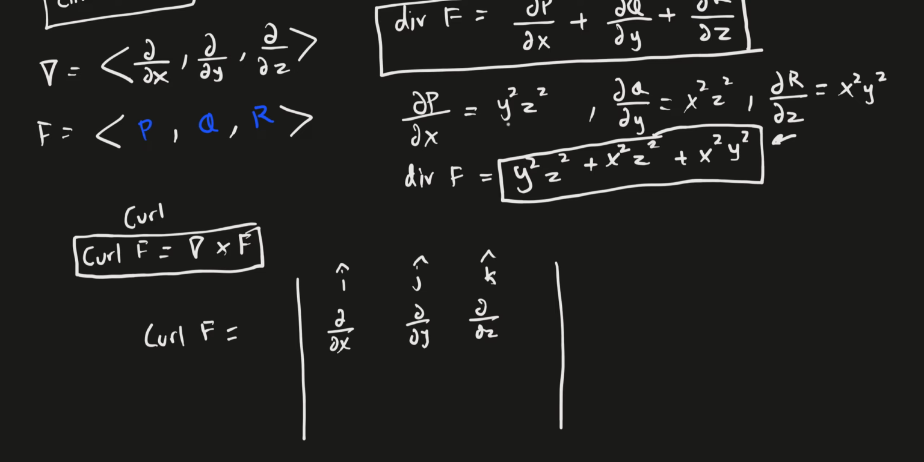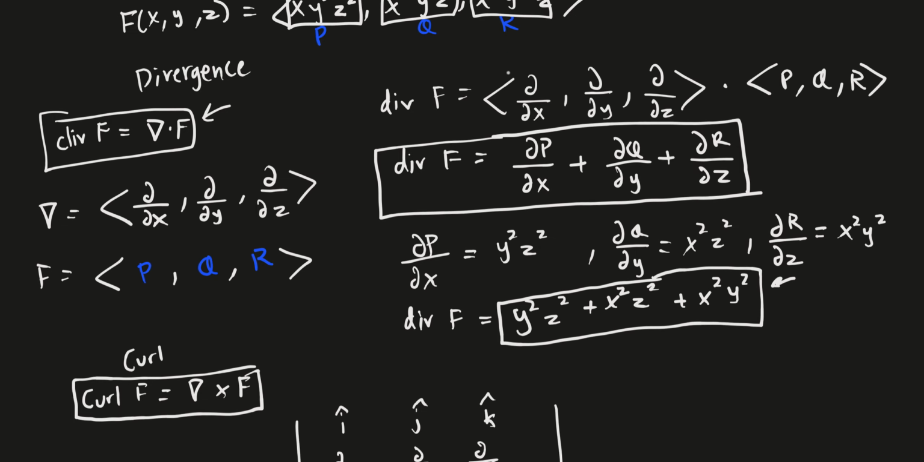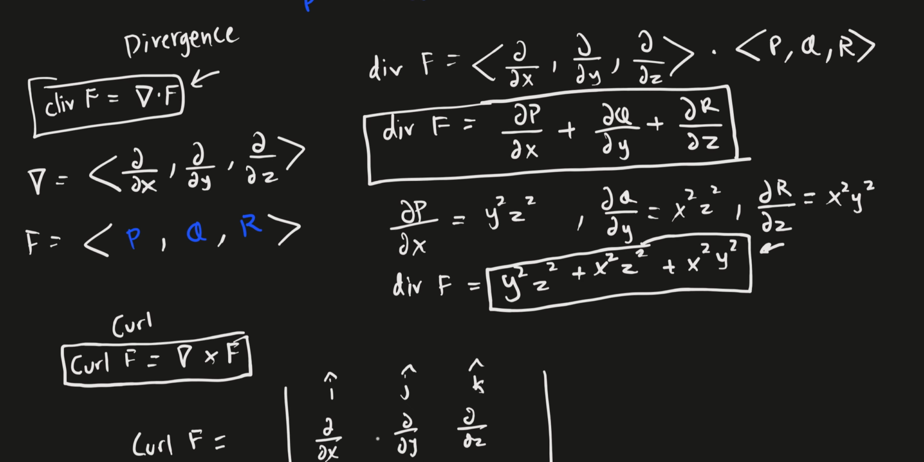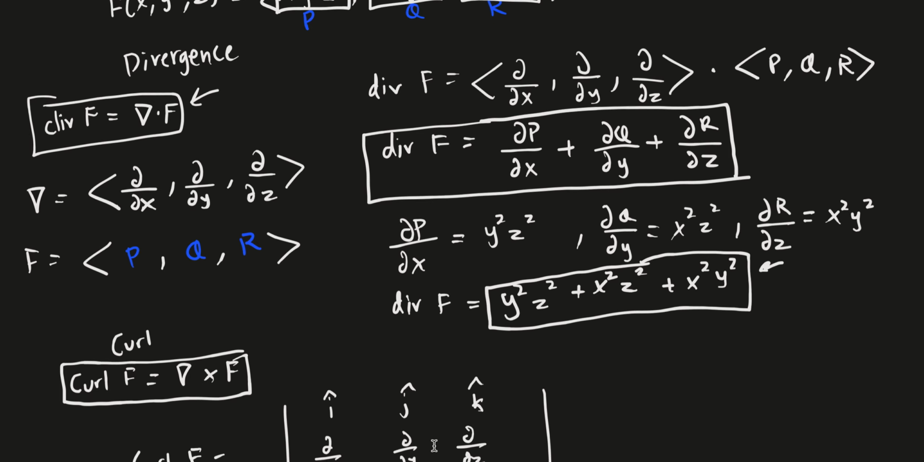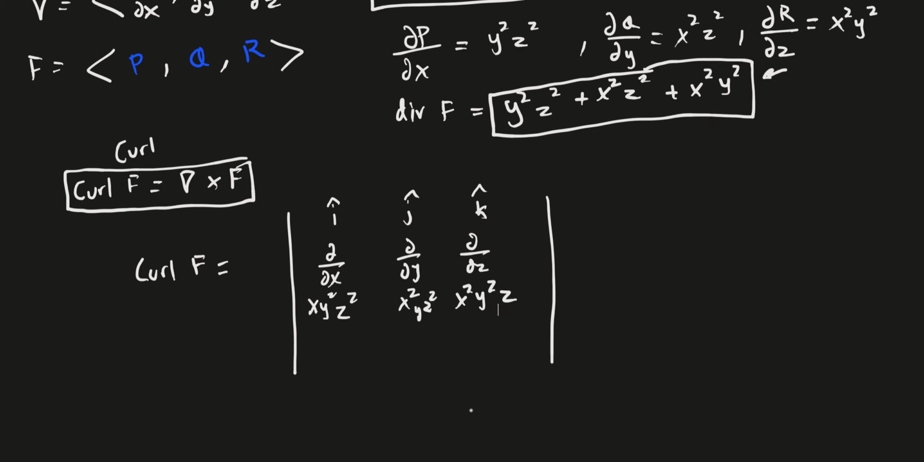P, we have it up here: x y squared z squared, then x squared y z squared, and x squared y squared z. I'm writing this here, you can't see it, but once I write it, you'll see. Here's what you need to write, and you want to find the determinant.